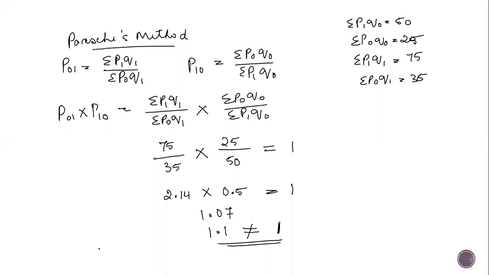Which is not equal to 1. Even 1.1 is greater than 1. What I said, it should be lesser than or equal to 1. If it is 0.9 also, it is right. But if it is 1.1, it is wrong. So even the Paasche method is not satisfied, it will not satisfy the TRT test. Okay, it will not satisfy the time reversal test.